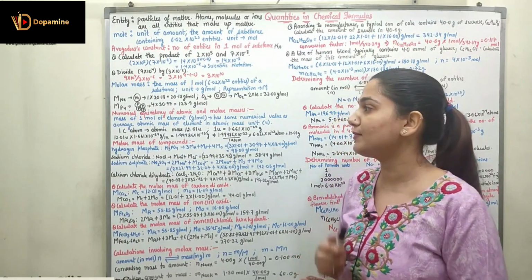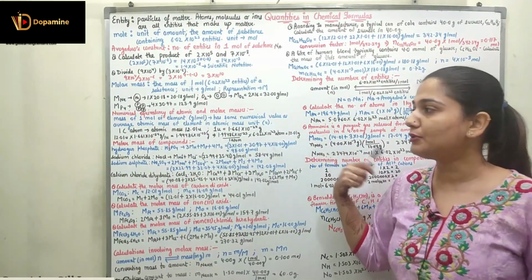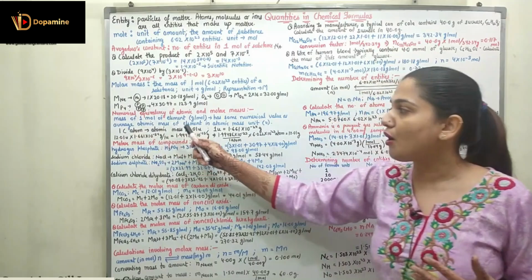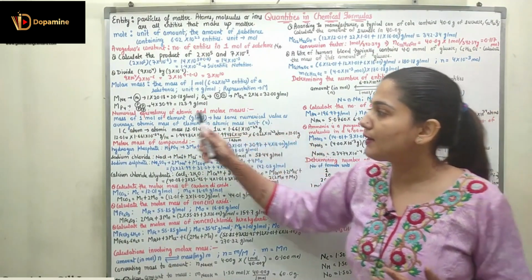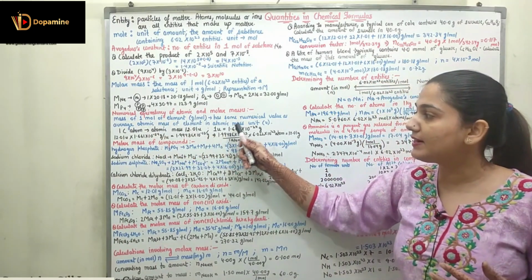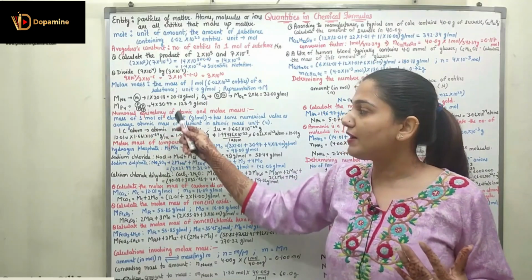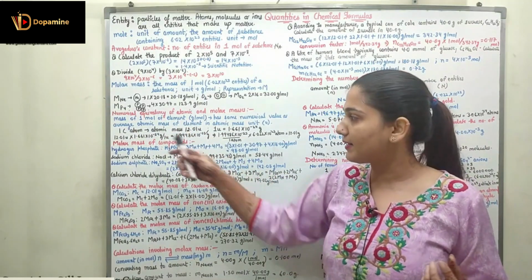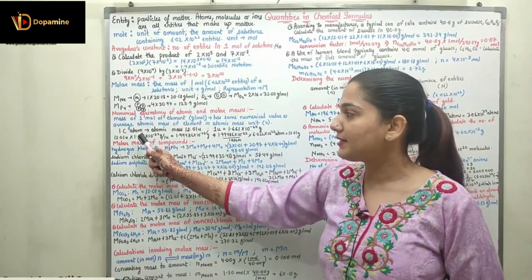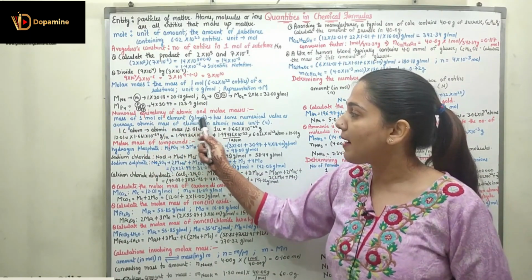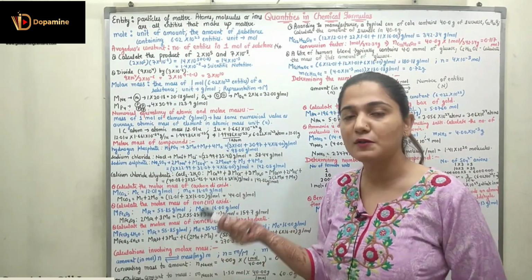Now coming to the next concept, which is the numerical equivalency of atomic and molar mass. How are they equivalent? The mass of 1 mole of an element in gram per mole has the same numerical value as the average atomic mass of the element in AMU, atomic mass unit. We are going to understand this statement with the help of the carbon atom. One carbon atom has the atomic mass, in gram per mole, of 12.01. In AMU also it is 12.01.